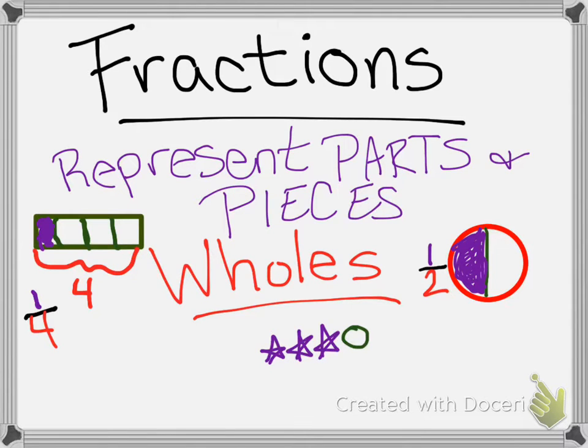We can even have a group of things. This is a little different for a lot of people. We're used to seeing shapes cut into parts. We're not used to seeing a group of pieces put together. So here we have 3 stars and 1 circle. We have a group of 4 shapes. There it is. There's a group. I have 3 stars out of the 4 shapes all together in the whole group. That's another way to show a fraction.